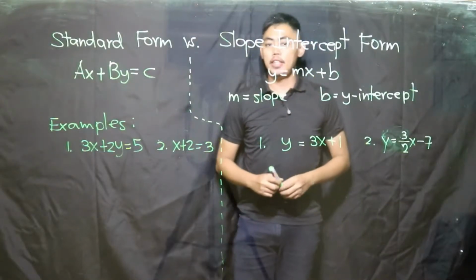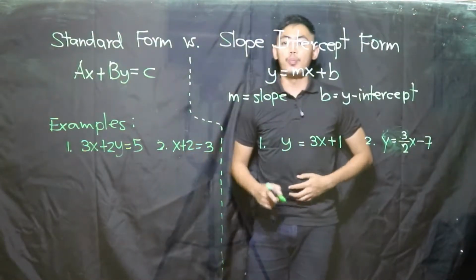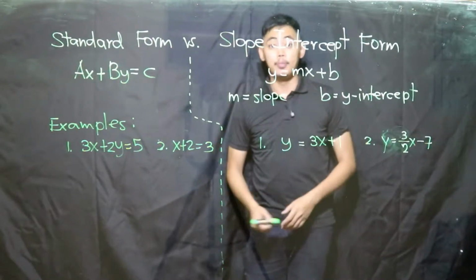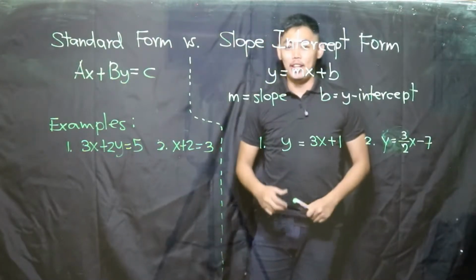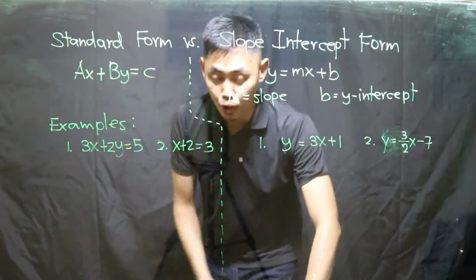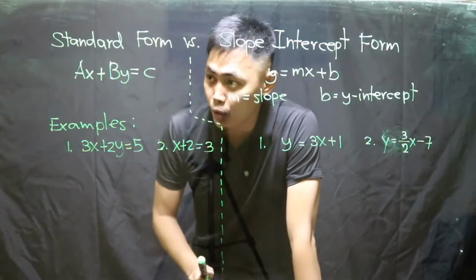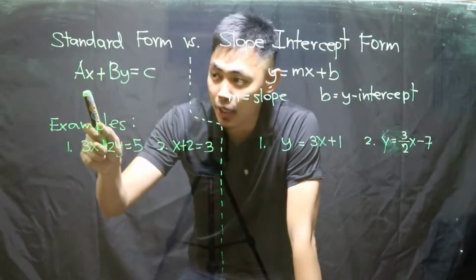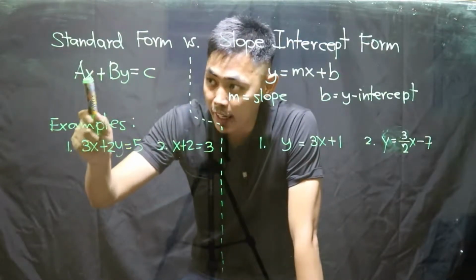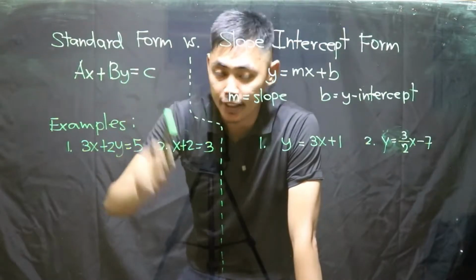To another math video, and today we will learn about the standard form of a linear equation and slope-intercept form of linear equation. Okay, so let's go ahead and discuss these two forms. Now, I have here the standard form. Can you please read with me? So, standard form is ax plus by is c.